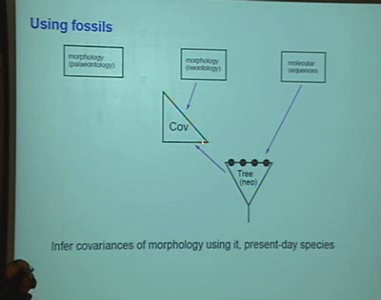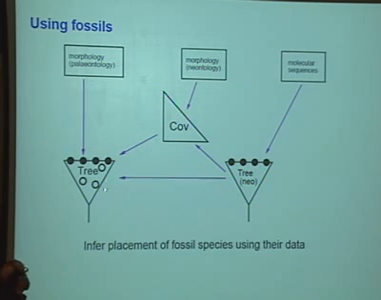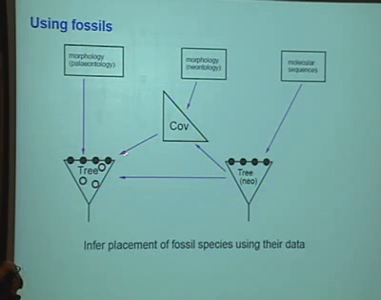So I'm going to sort of picture that this way. There's some set of covariances among the characters as they evolve up the tree. We can make an inference of that. Now, if we do that, we now know something about the way the morphology evolves. Let's apply that to the fossils, and come up with placements of the fossils on the tree using those covariances that we estimated from the present-day species and our fossil morphology.